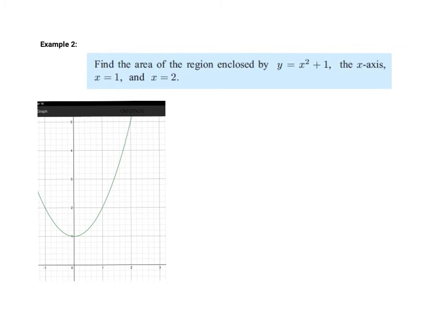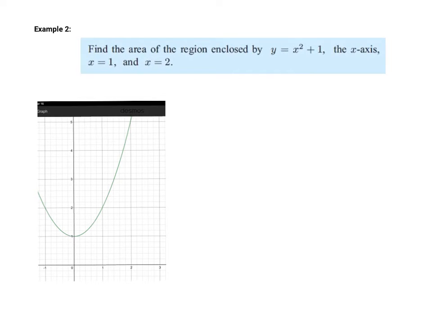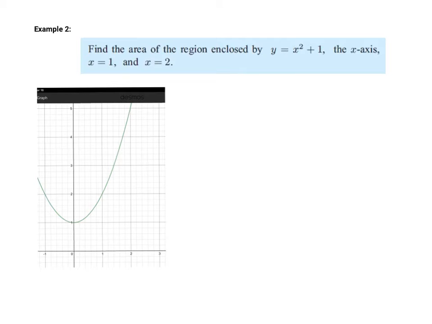So we're looking for the area of the region enclosed by y equals x squared plus 1, the x-axis, and x equals 1 and x equals 2. So let's think about this. y equals x squared plus 1. Ignoring the diagram that I've already put in there, you should know that that's going to be a parabolic function, and it's going to have its vertex at y equals 1. So we've got a parabolic function centered on the y-axis with its vertex at y equals 1.